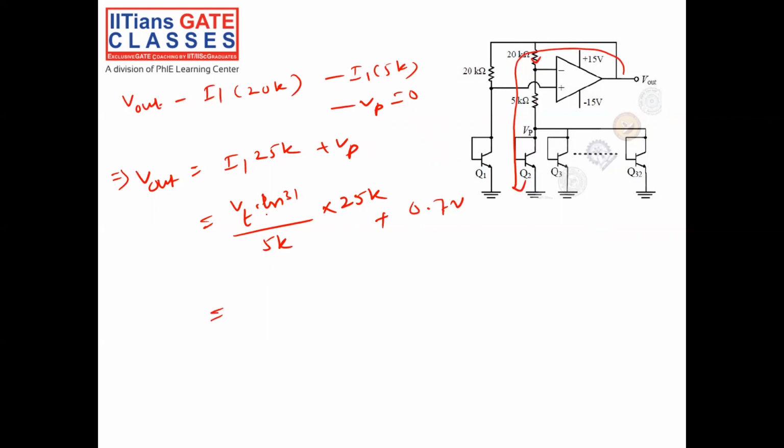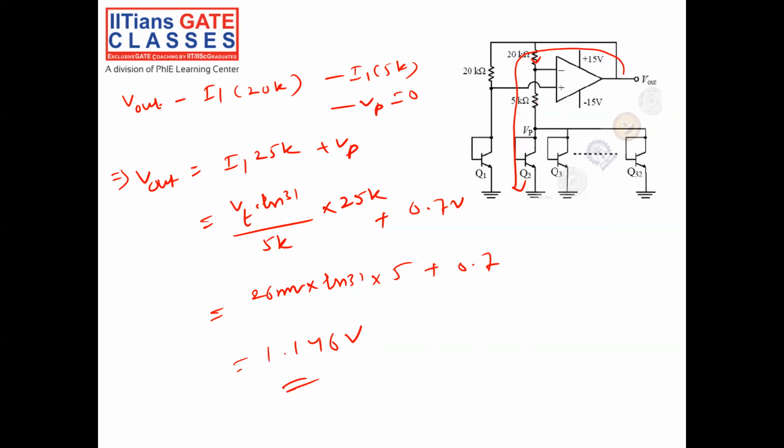Vp is given already as 0.7 volt. So this is equal to 26 millivolt into ln 31 into 5, plus 0.7. So 0.7 plus 26 milli into 5 into ln 31. So I got 1.146 volt. Okay, so the output is 1.146 volt.